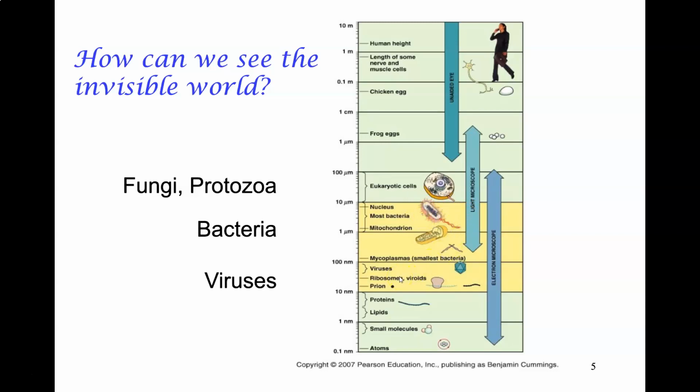When we go even smaller, like when we look at viruses, light microscope is not enough. We need a stronger microscope, like the electron microscope, in order to see viruses. And just looking at the size of things, we have proteins, lipids, and atoms. Smaller molecules can be seen using the electron microscope.